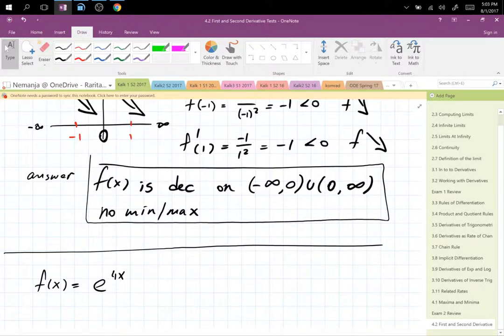So what are we having here? Okay, so derivative is, that's good. So derivative is 4e to the 4x. Now what happens when you set that equal to 0?